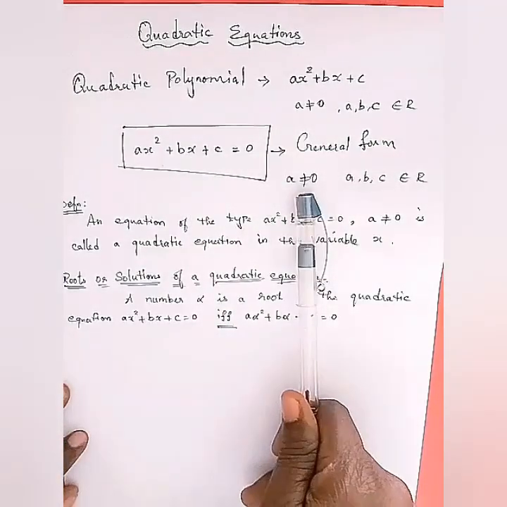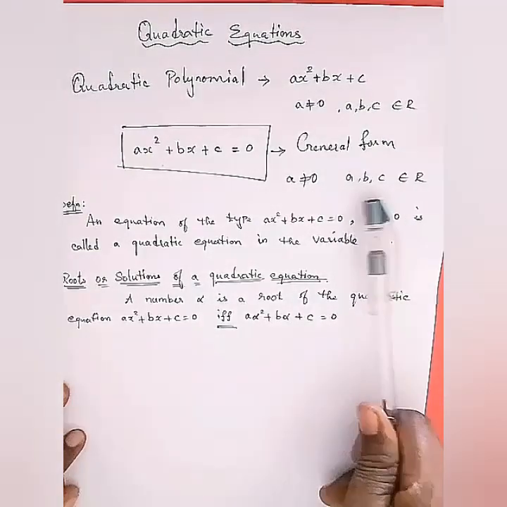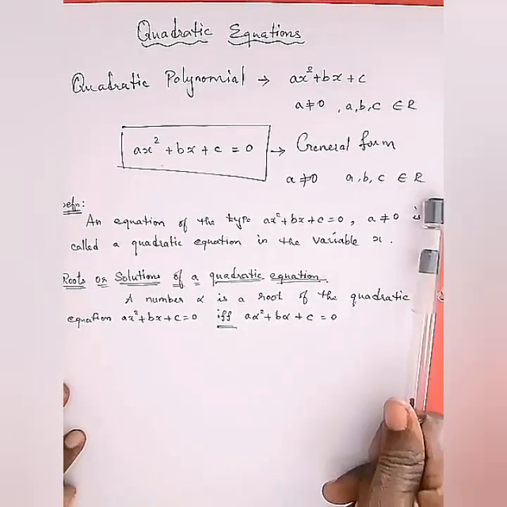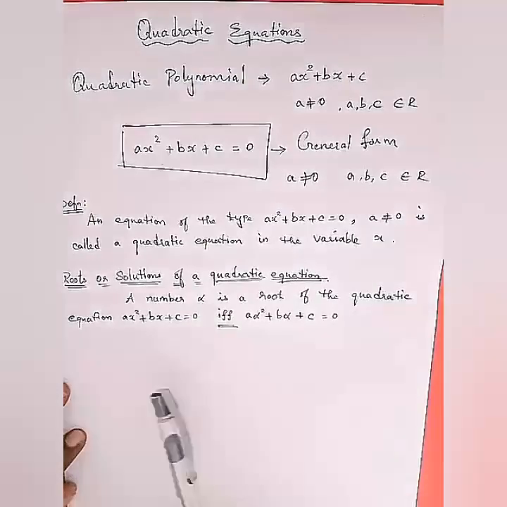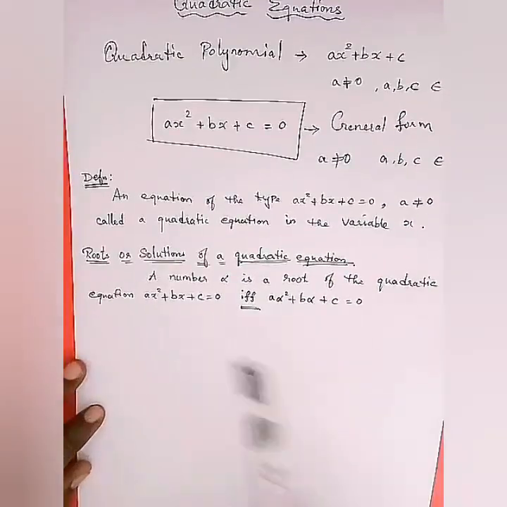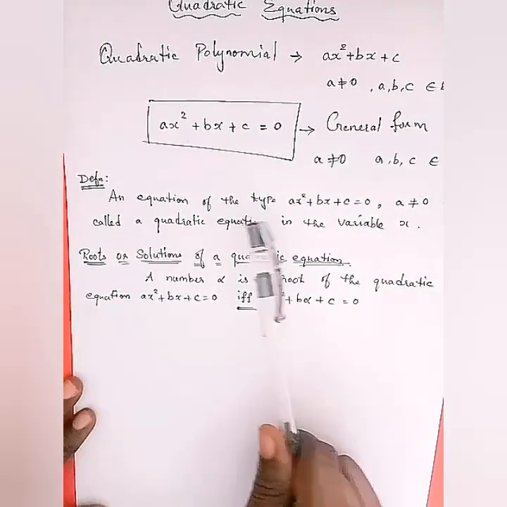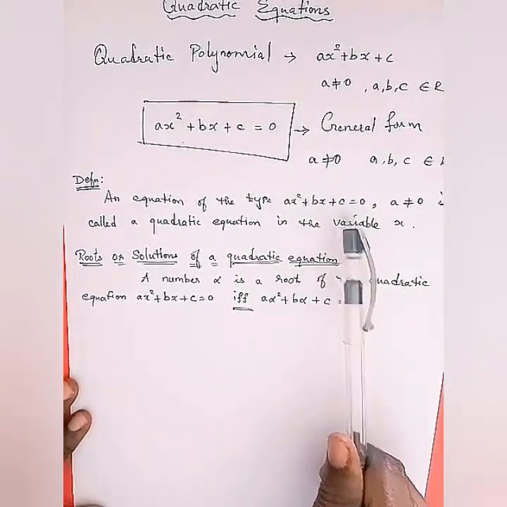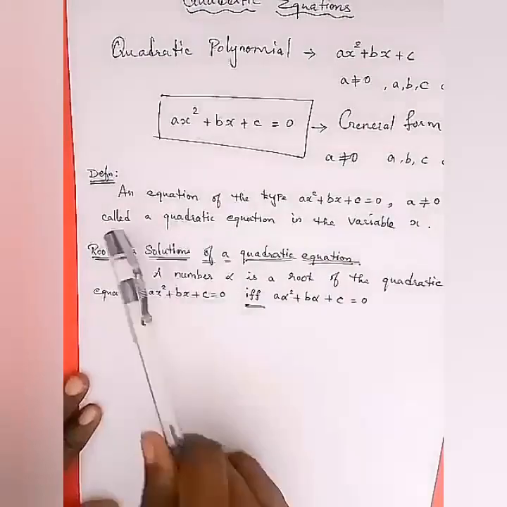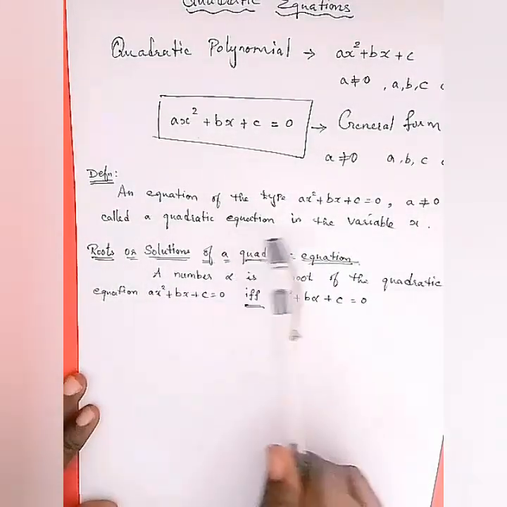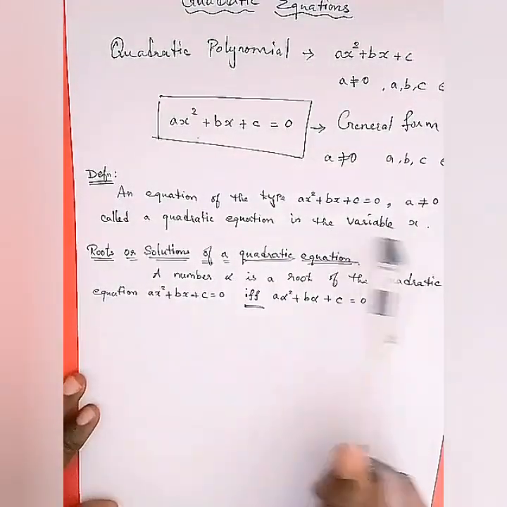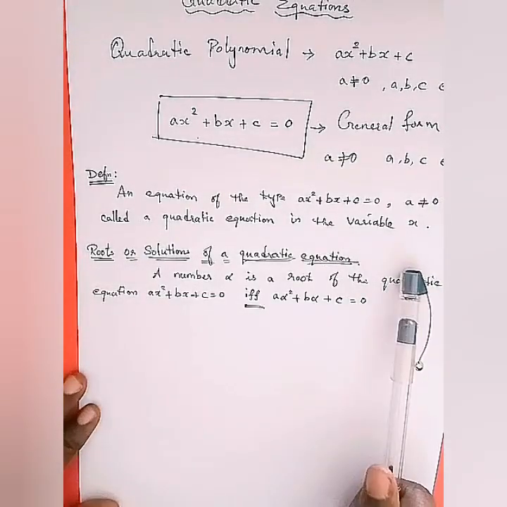So it is important a should not be equal to 0, and a, b, c everything belongs to r, in the sense it is a real number. A, b, c everything constant. That is what the definition is given. An equation of the type ax square plus bx plus c equal to 0, that is a not equal to 0, is called a quadratic equation in the variable x. Here variable is x, a, b, c are constants.